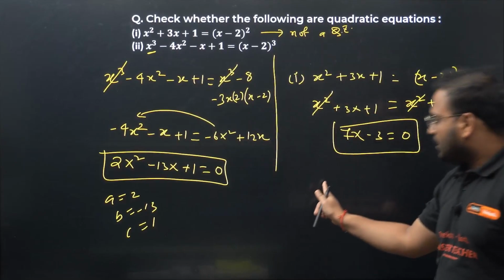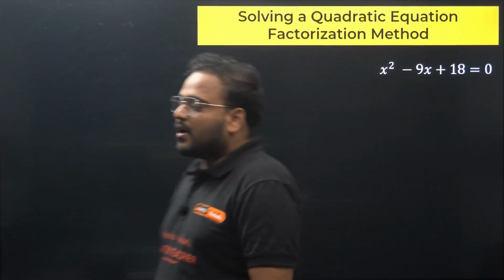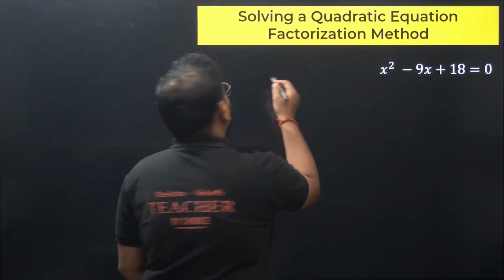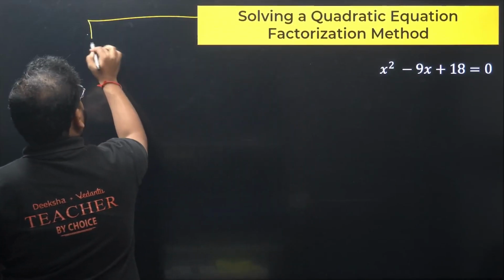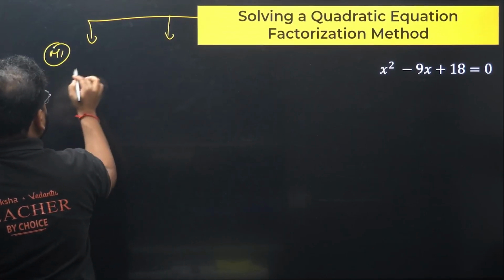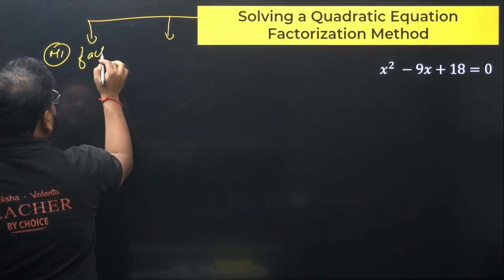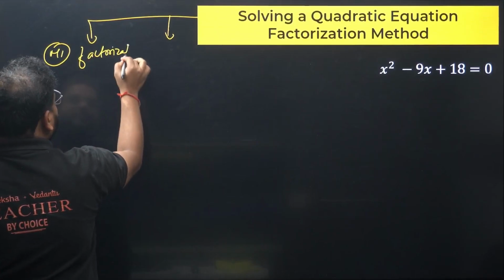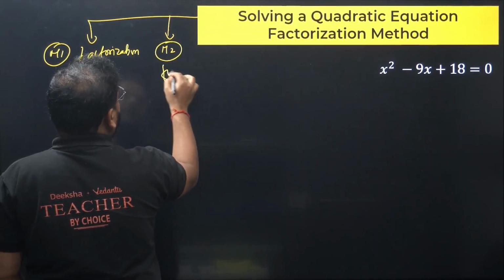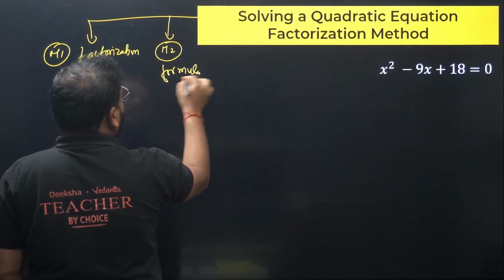Okay, now let's move on. So next is solving a quadratic equation. How do you solve it? First, I told you, in this we have two methods, method number 1 and method number 2. Method number 1 is factorization, and method number 2 is your formula approach or formula method.